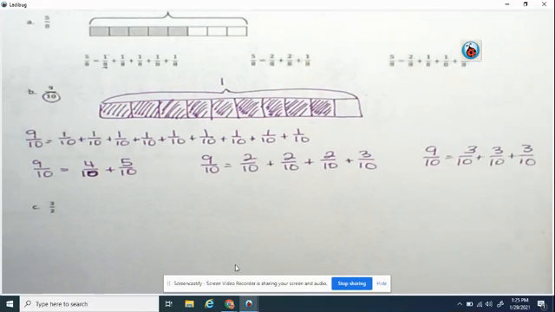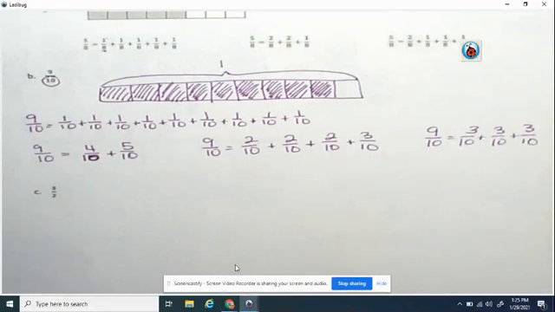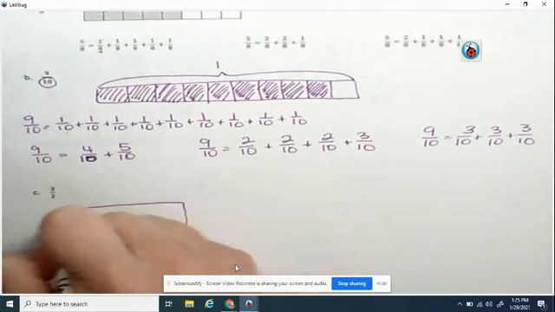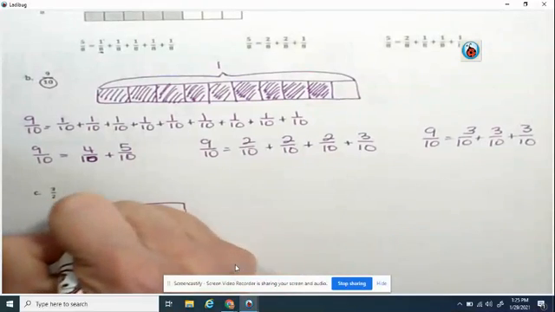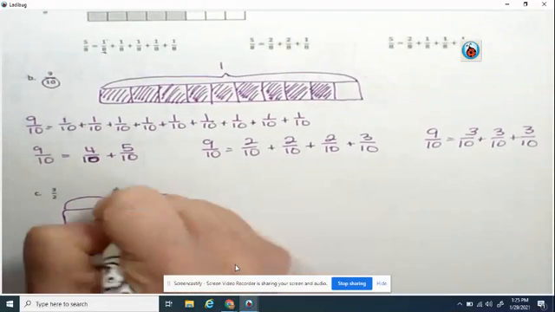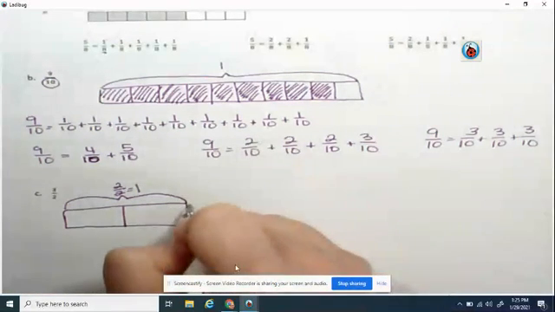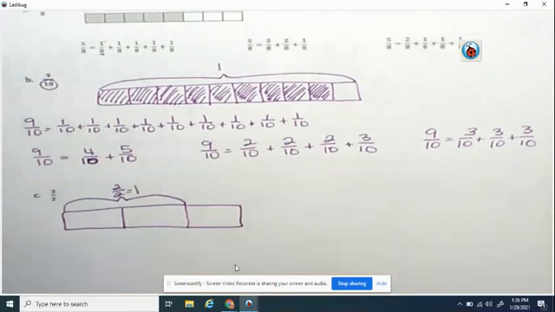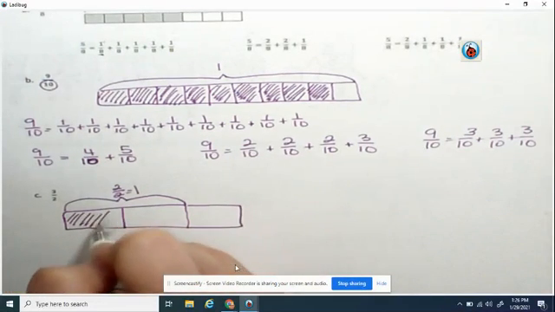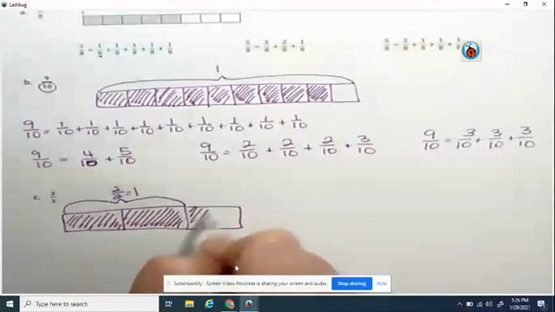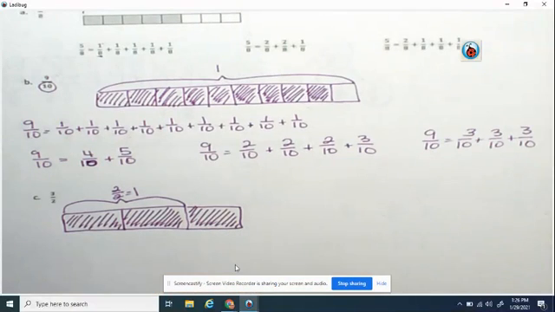All right, here's another one. We have 3 halves. First of all, my whole is just 2 pieces, so I need to make that clear. So this is my whole. That's my 1 whole. And then I'm going to have 3 halves. So I'm going to have 1 more piece out of there, 1 more half. Shade these in. 1, 2, 3. Okay, so I've got 3 halves.